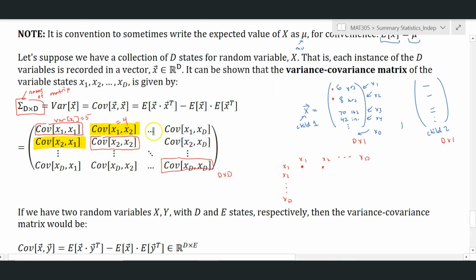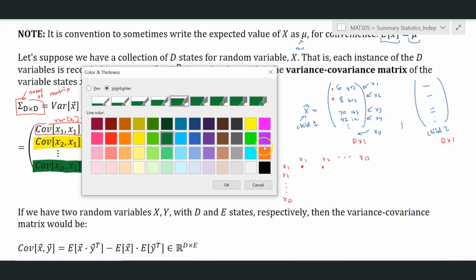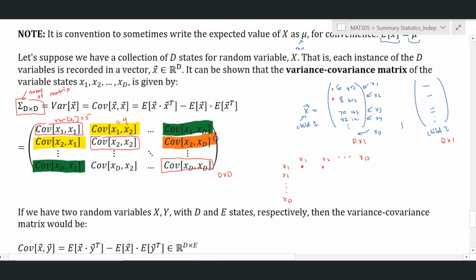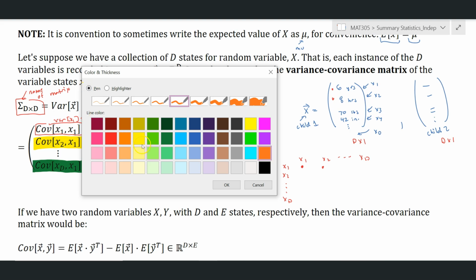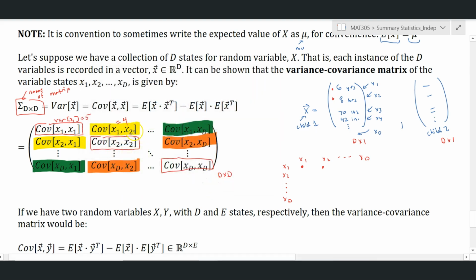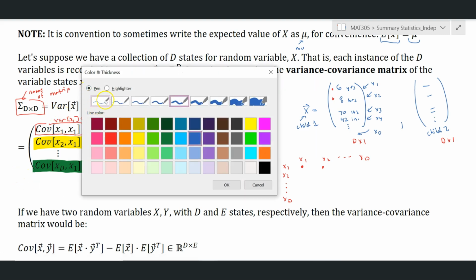So again, notice that as you go across, this is all going to be between x1 and all the other variables, all the way up to xd. And then this column will be, the second component here will be x1, and then the first component will be the row that you're in. So notice that this is the covariance between xd and x1, which is the same thing as between x1 and xd. Furthermore, you can see here the covariance between x2 and xd is the same as the covariance between xd and x2. And so what we really want to point out here is that this is a symmetric matrix. It's a perfectly symmetric matrix.